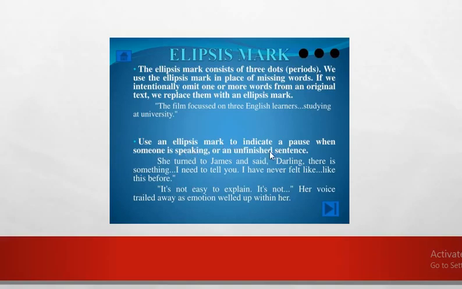Use an ellipsis mark to indicate a pause when someone is speaking or an unfinished sentence. She turned to James and said, "Darling, there is something... I need to tell you. I have never felt like... like this before. It's not easy to explain. It's not..." Her voice trailed away as emotion welled up within her.